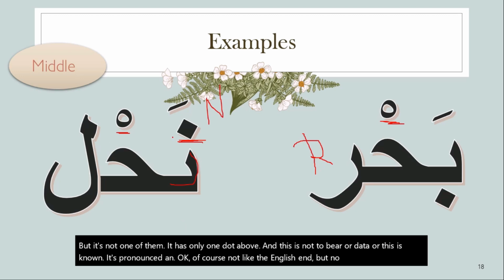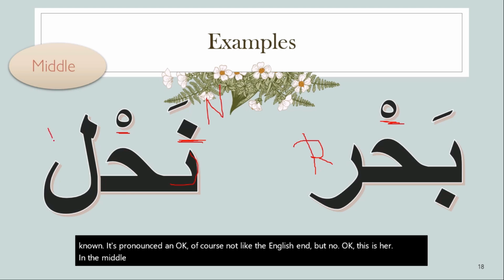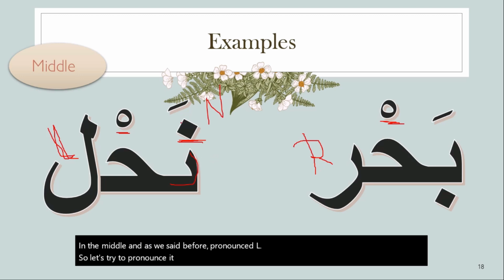This is ha in the middle, and this, as we said before, is pronounced like L. So let's try to pronounce it. Na, na, hl, nahl, nahl. Nahl. This is ha in the middle.